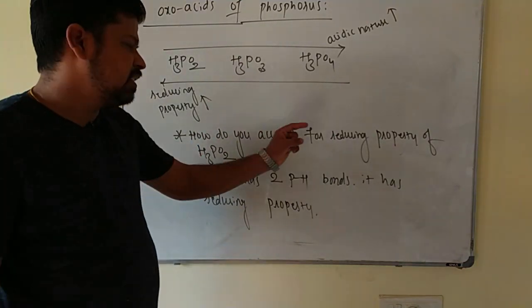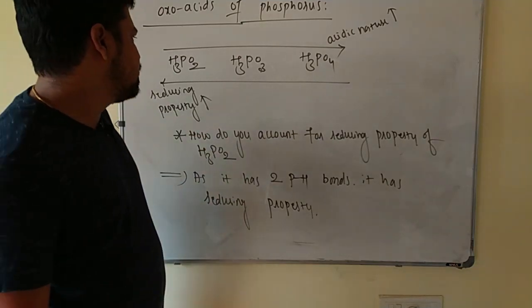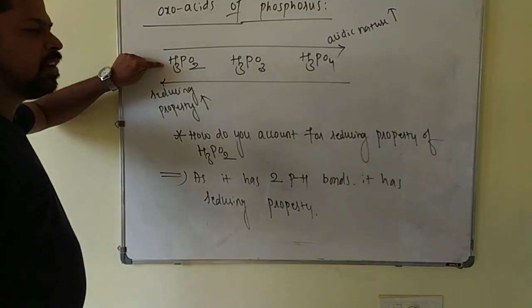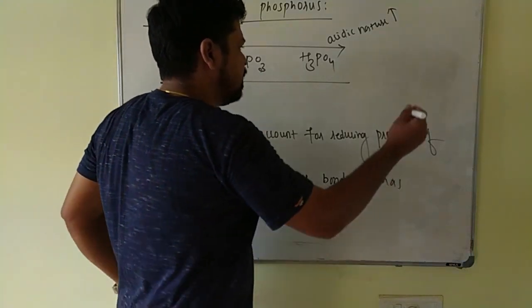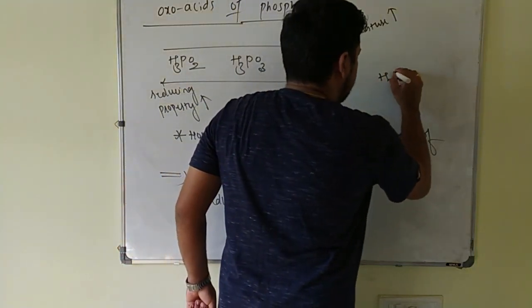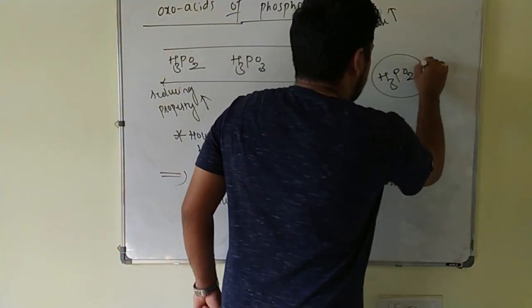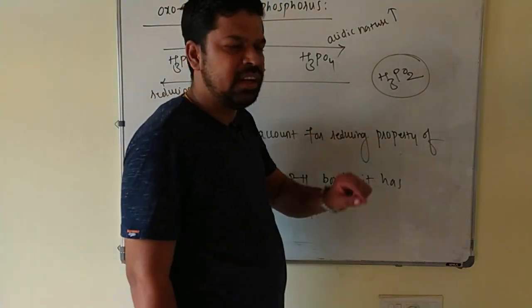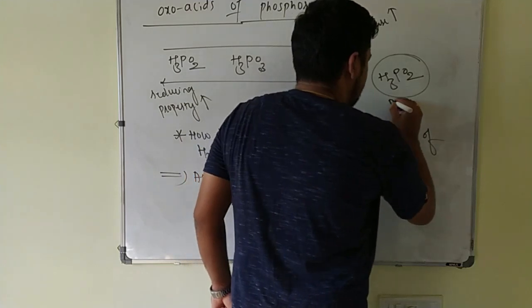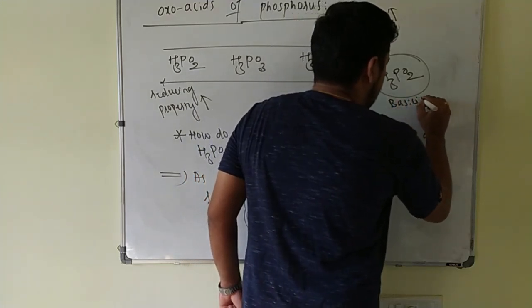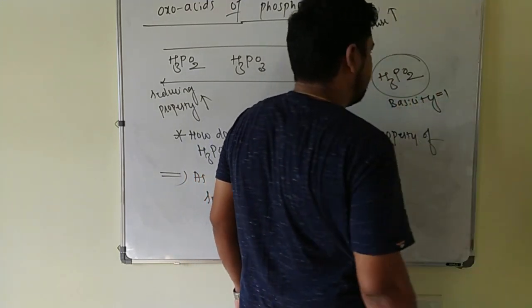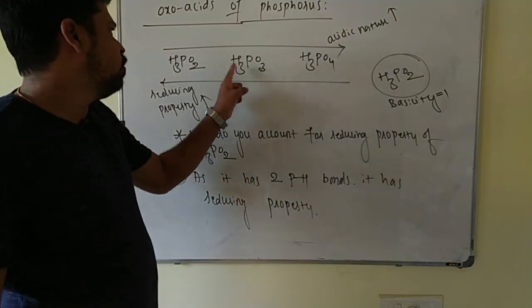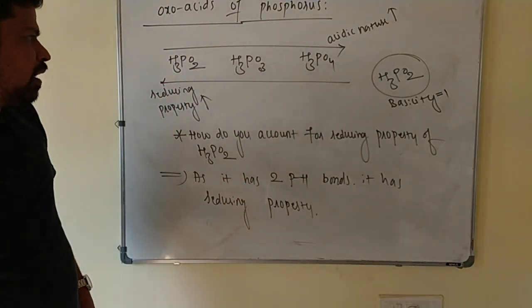This question is asked in the NCERT. And another question they may ask here: what is the basicity of H3PO2? Blindly you can write basicity is 3, since 3 hydrogens are there, but its basicity is 1 only. In this case it is 3, 2 and 1. You have to remember like this.